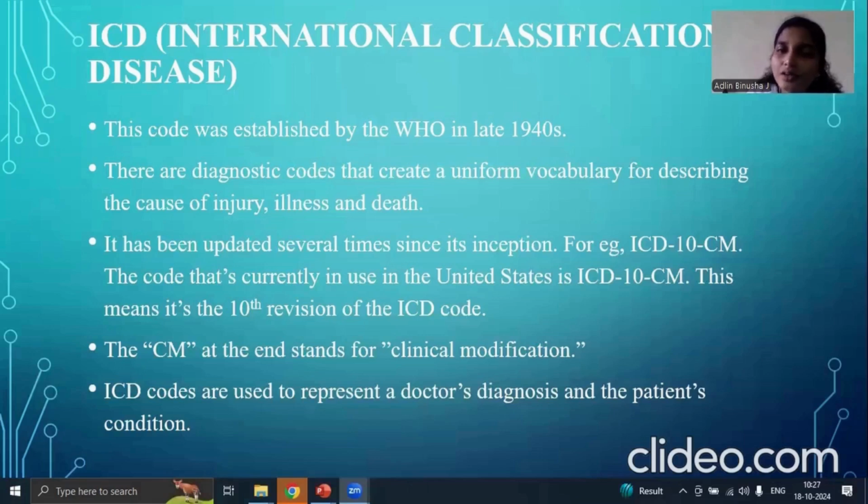ICD was introduced in the 1940s. In these 80-plus years, 10 editions have gone, and now the 10th edition is in progress. ICD codes are used to represent doctors' diagnoses and patients' conditions. I have already explained this. What the doctor diagnosed in the patient and what conditions were tested in the patient, all will be coded here.